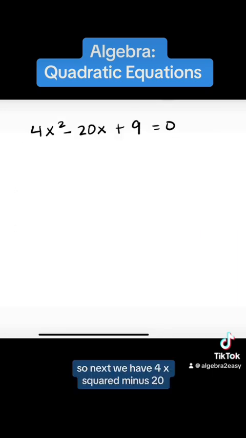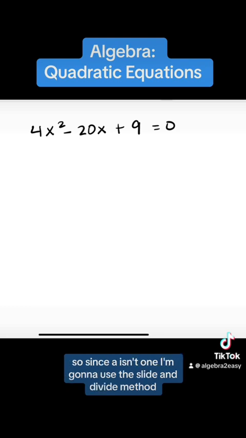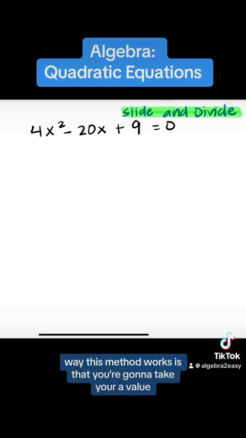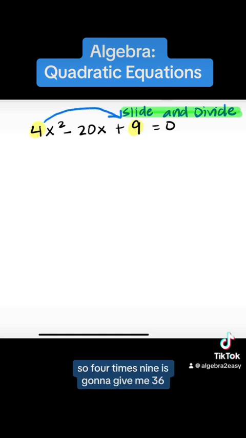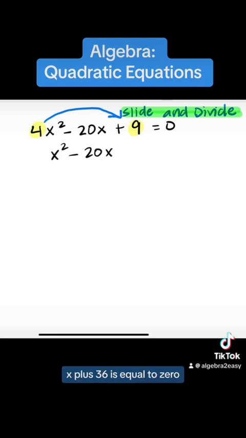So next we have 4x squared minus 20x plus 9 is equal to 0. And notice a is not 1. So since a isn't 1, I'm going to use the slide and divide method. The way this method works is that you're going to take your a value and slide it over to your c value, and you're going to multiply. So 4 times 9 is going to give me 36. So it's going to be x squared minus 20x plus 36 is equal to 0.